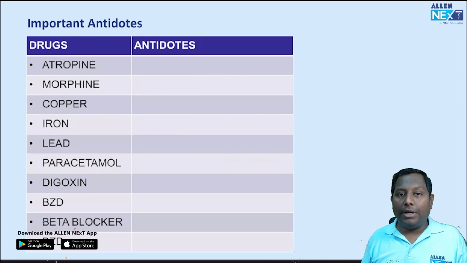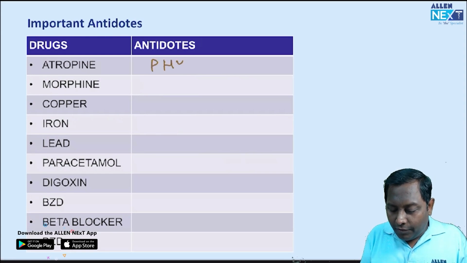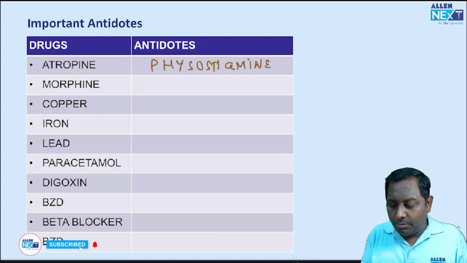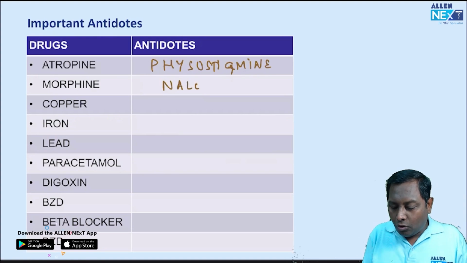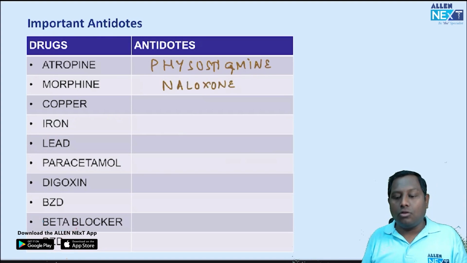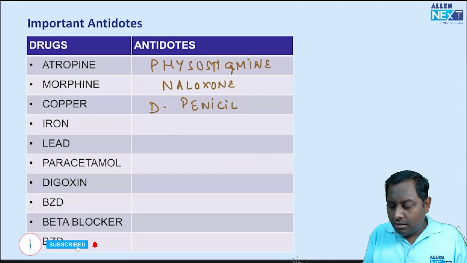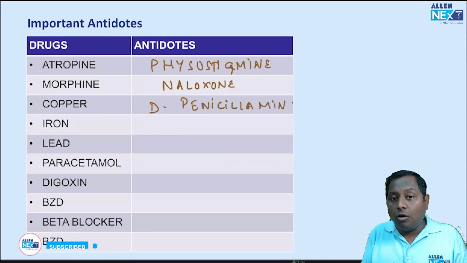Okay, so what will be the antidote of atropine? The antidote of atropine is going to be physostigmine. What is atropine? Atropine is a non-selective muscarinic antagonist. For morphine, what is it? That is going to be naloxone. For morphine we have naloxone. Copper, the chelating agent will be D-penicillamine, right? D-penicillamine is a copper chelating agent.